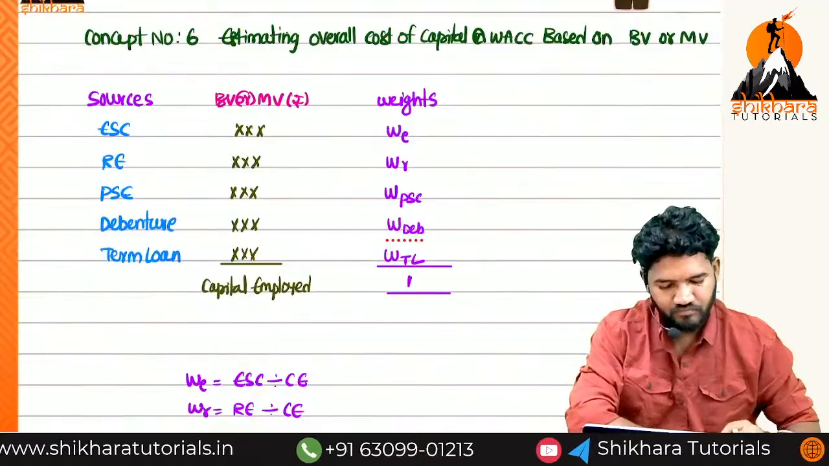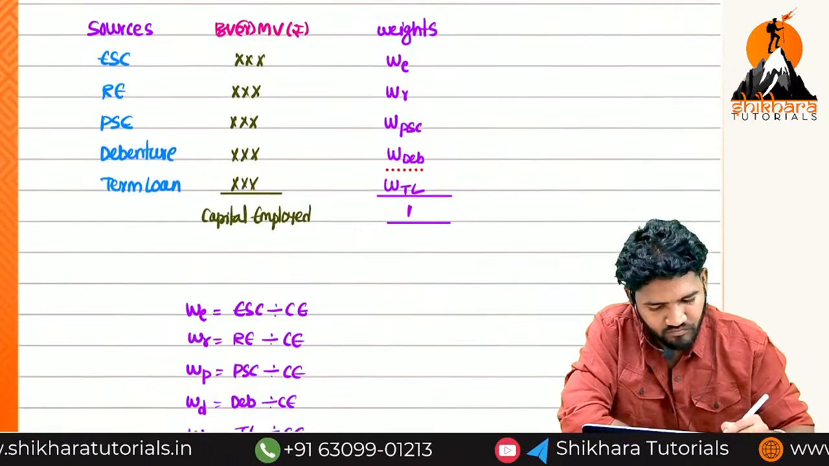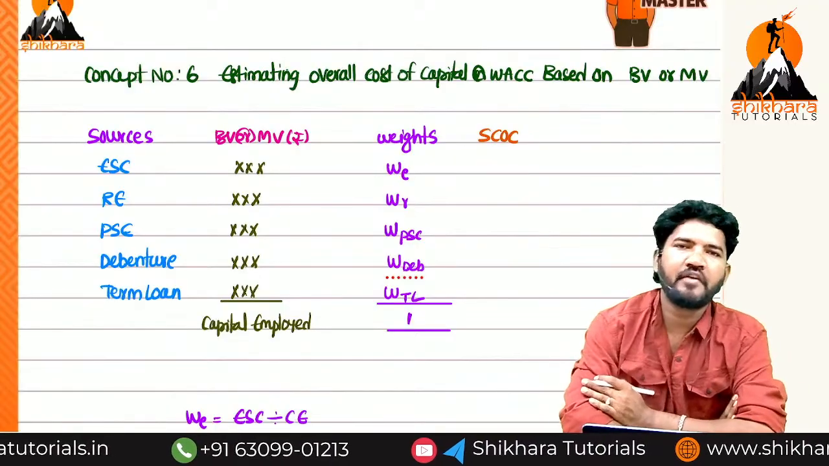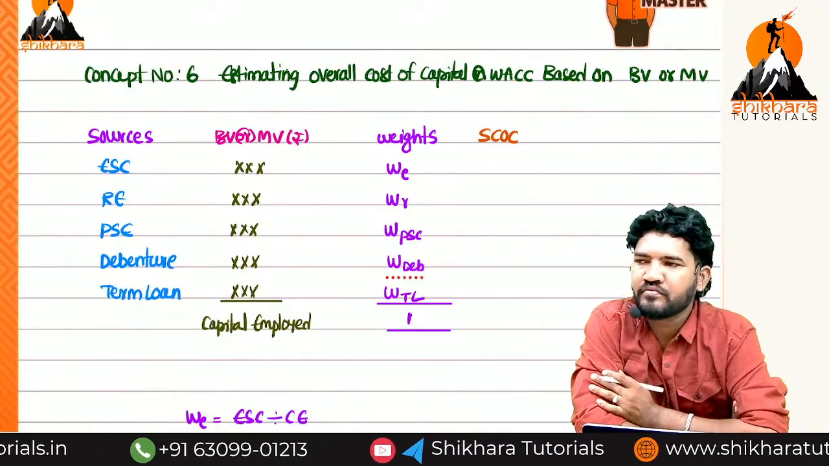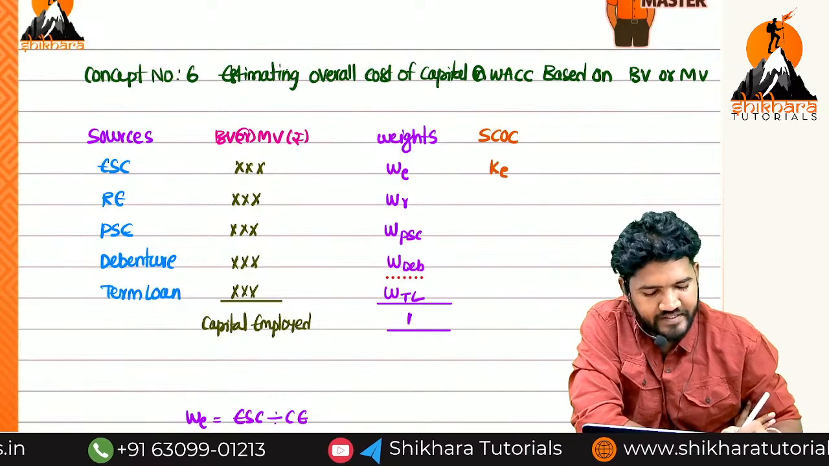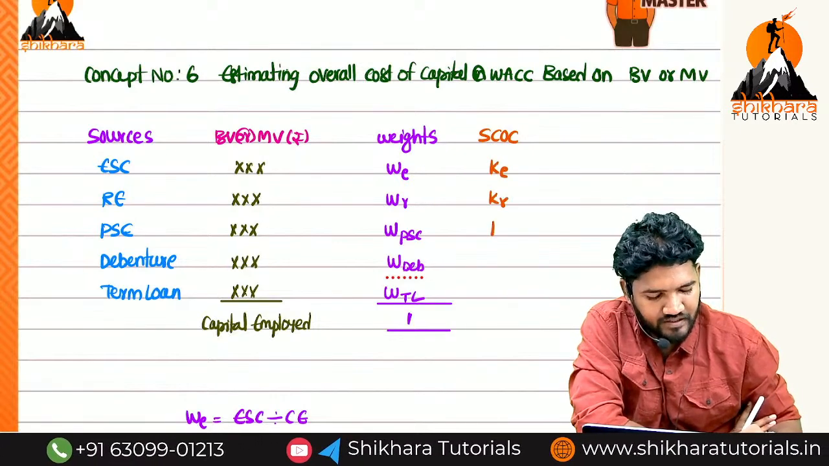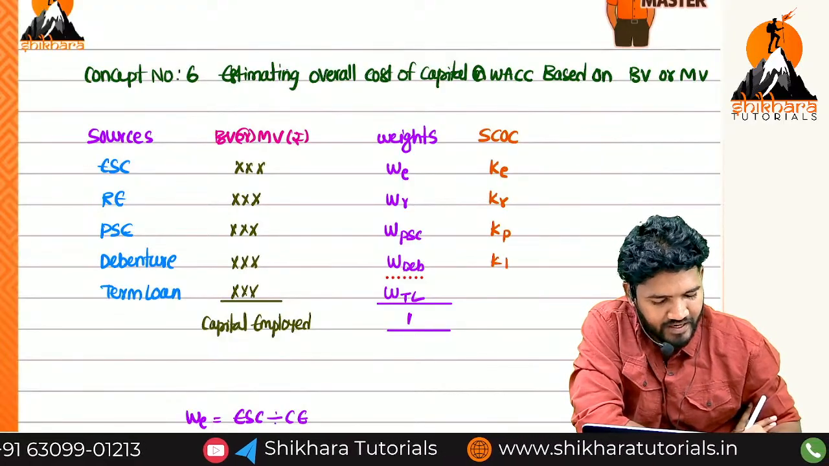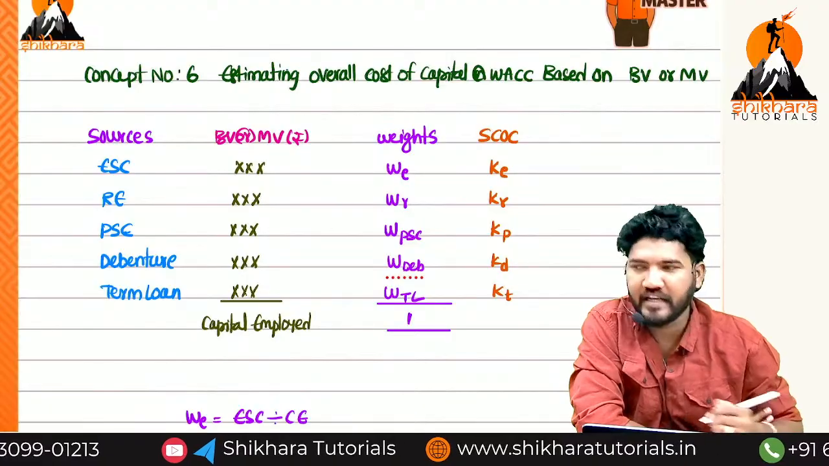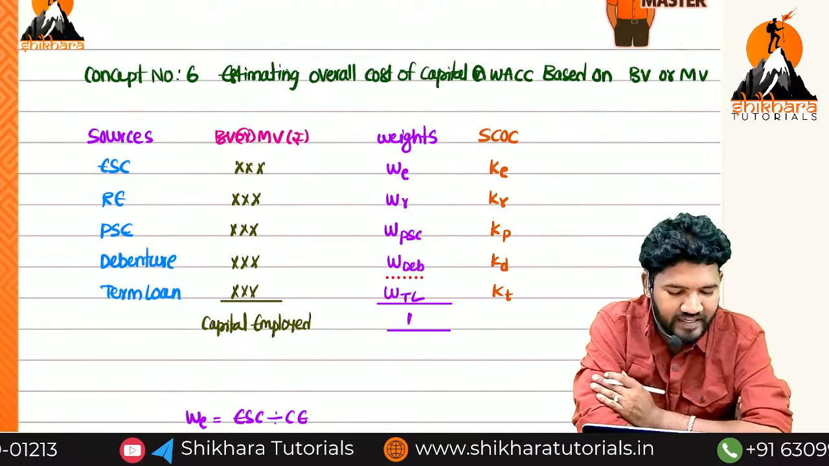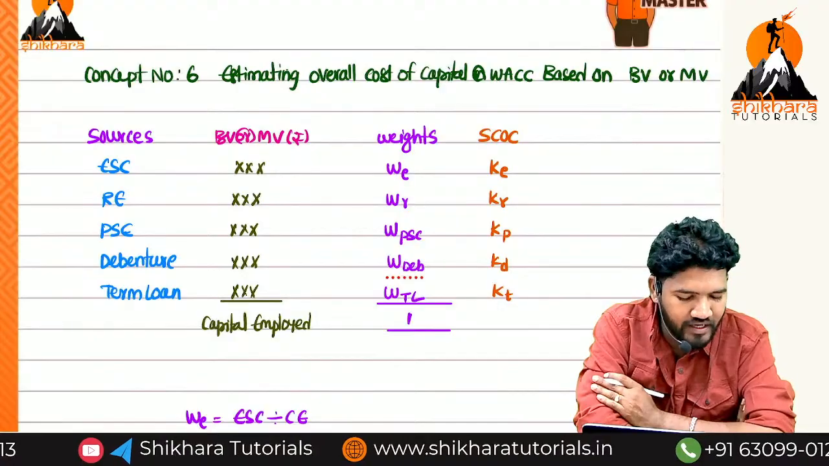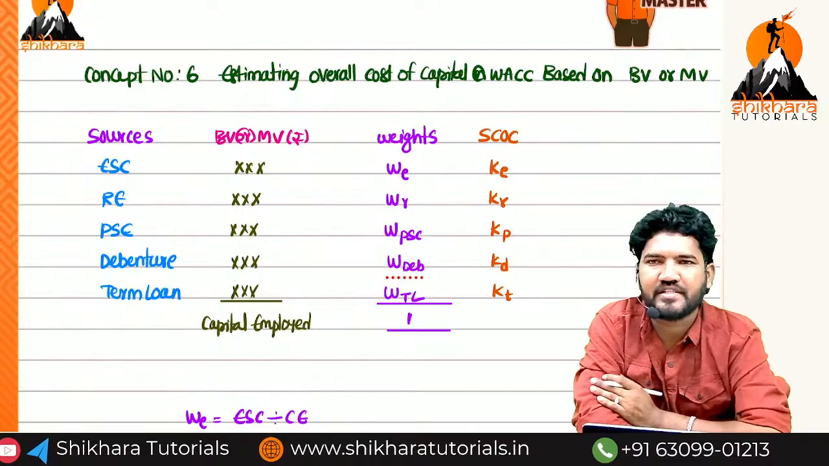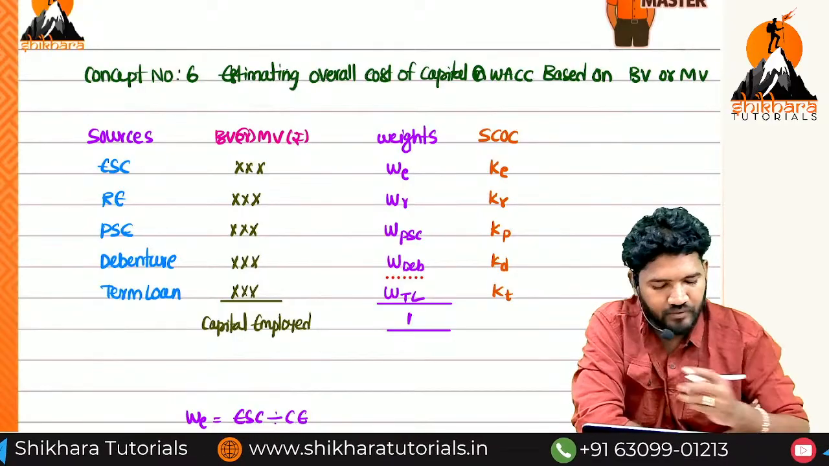Next. Specific cost of capital. What does specific cost of capital mean? KE calculation, KR calculation, KP calculation, KD calculation, KT calculation. I hope you know how to calculate KE, KR, KD and KT. It is a concept we learned in previous classes. Are you guys clear?